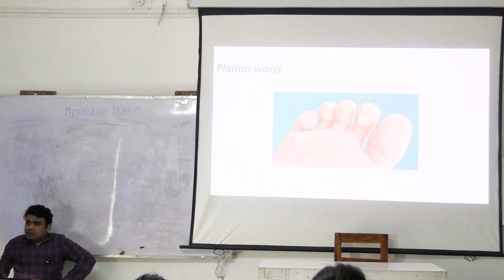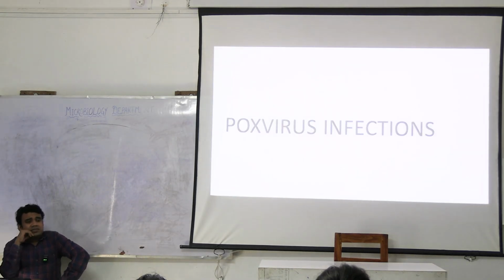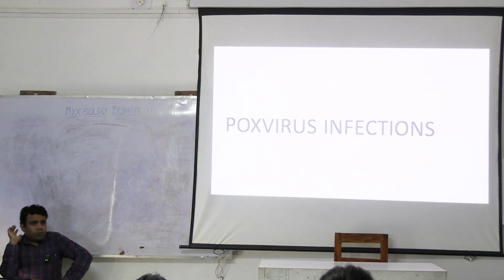So these are an example of plantar warts. Next comes another virus. Although this infection, in all probability, you will not encounter in your lifetime, this is about smallpox. Have you heard about this disease, smallpox?